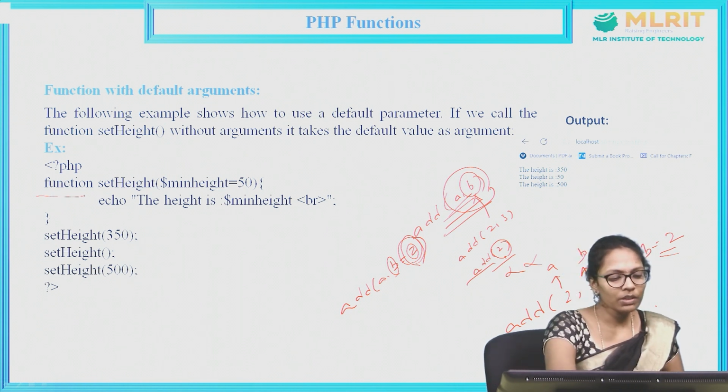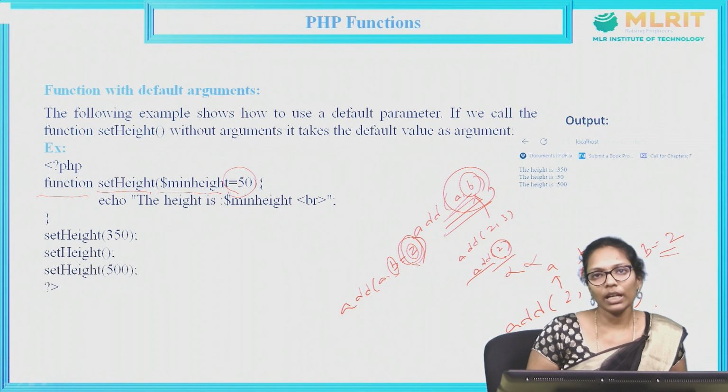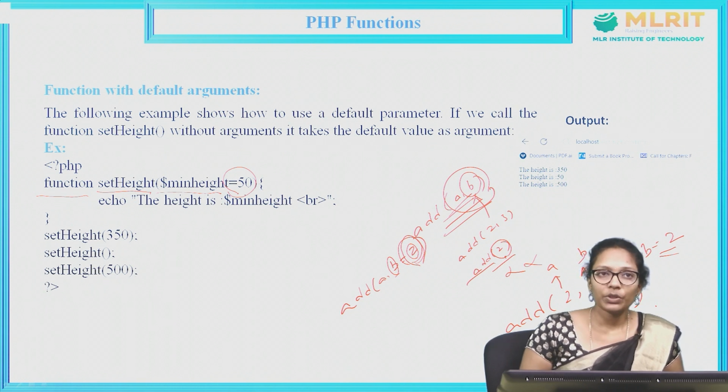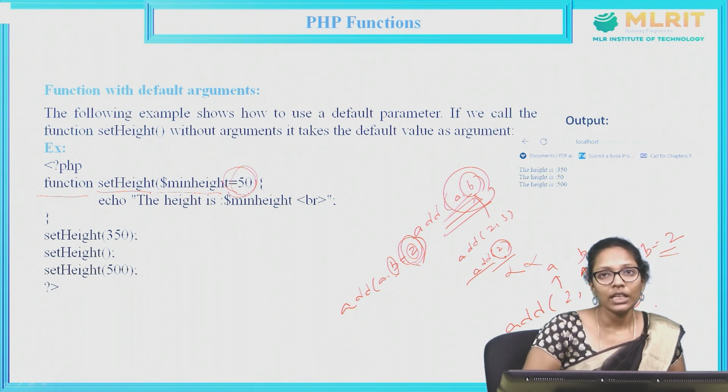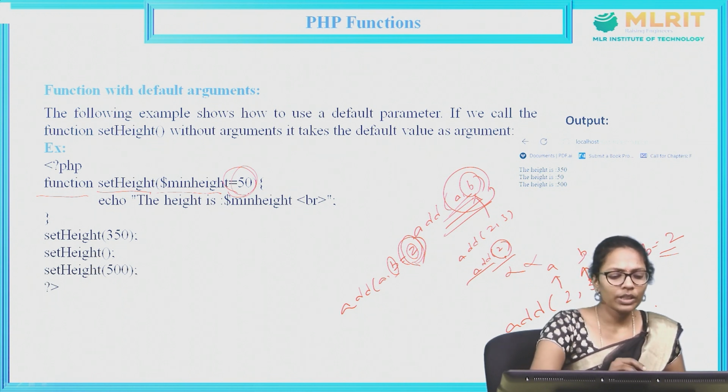So, function keyword, the name of the function, the parameter, and for this parameter you should also assign some value. This is the default value. If the user doesn't pass any value for minimum height, then the 50 will be considered. If the user passes any value, then the corresponding value will be considered. So here I am simply printing the message, the height is min height.